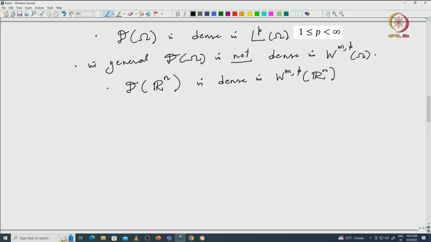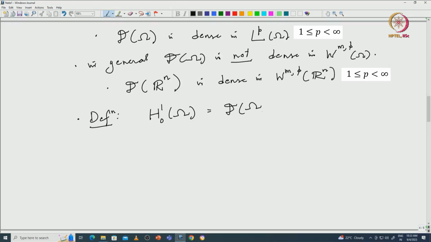So, I will state a few results regarding the density later. This motivates us to give a definition, because D(Ω) is not dense in it. We denote a new space H^1_0(Ω), the completion, the closure of D(Ω) in H^m. In fact, you can define H^m_0.